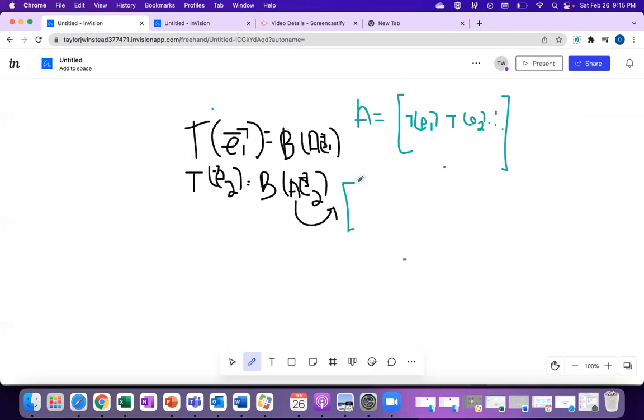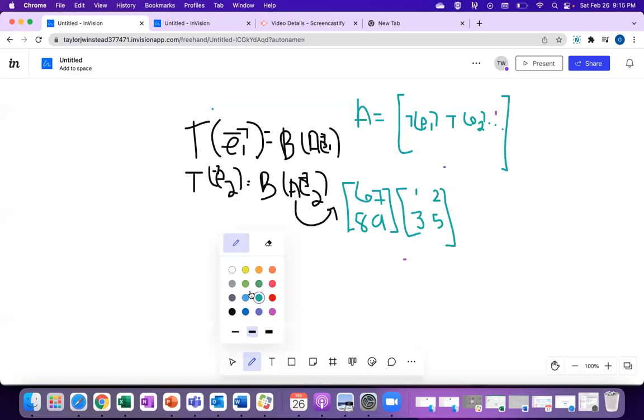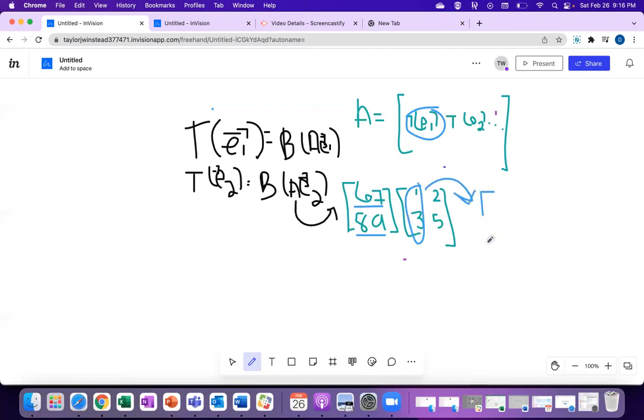Let's say we've got a matrix 6, 7, 8, and 9. And we want to multiply it times the matrix 1, 3, 2, 5. So if we're looking first for the version of this, that's going to be B times the first column, right? That's, in other words, going to be these two things times this. And if you compute that, what you should end up with is 27, 35.